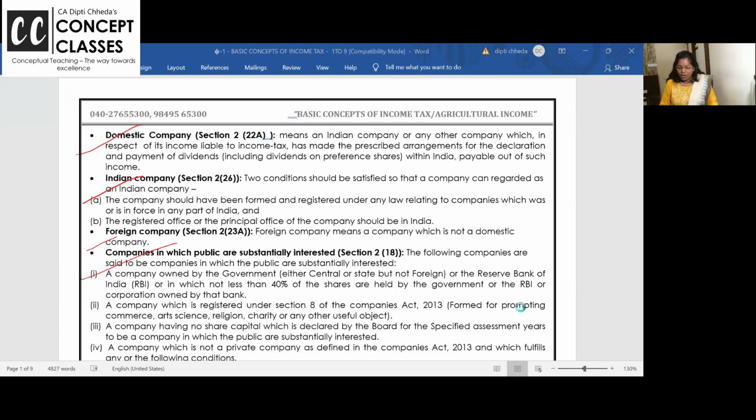Yes. What is an Indian company? This is important. We just now discussed if Indian company is having some foreign income, should they pay tax in India? Yes. How do you say a company is an Indian company? Two conditions should be satisfied. The company should have been formed and registered under Indian law. You all know Companies Act 2013 के under, if the company is registered, it's an Indian company. And registered office, you know, we call it as corporate office, or the principal office of the company should be in India.